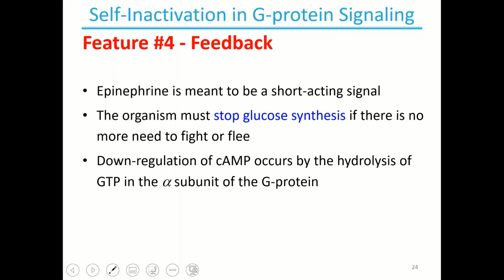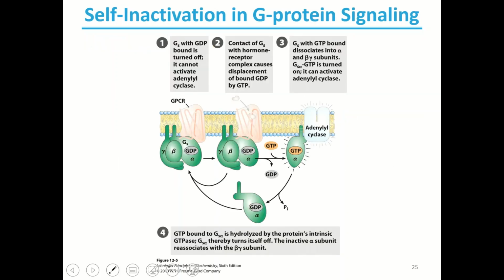Okay, so downregulation of cyclic AMP occurs by the hydrolysis of GTP in the alpha subunit of the G protein. It is one way that feeds back, and we'll talk about another feedback mechanism as well. Okay, so this is our pathway. We've gone through those first three steps, right? You have your epinephrine binding that allows the alpha subunit of the G protein to bind GTP and become active. You turn on adenylyl cyclase.